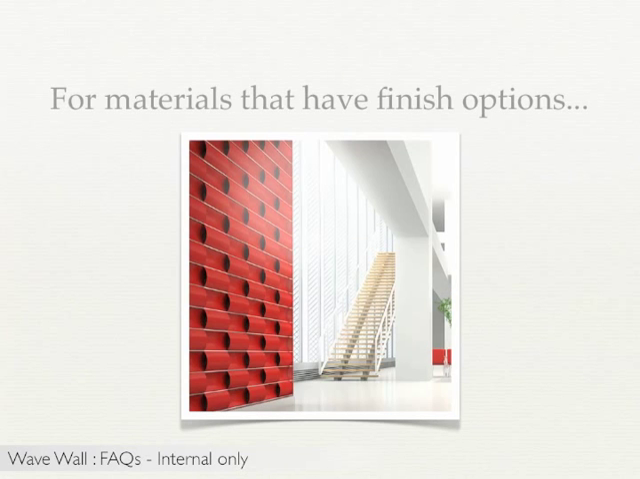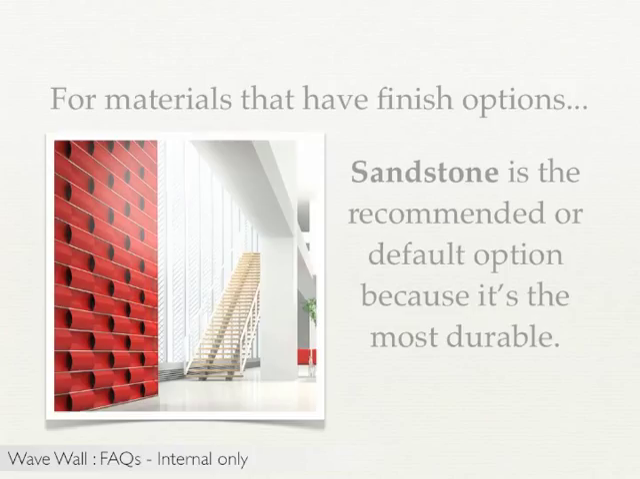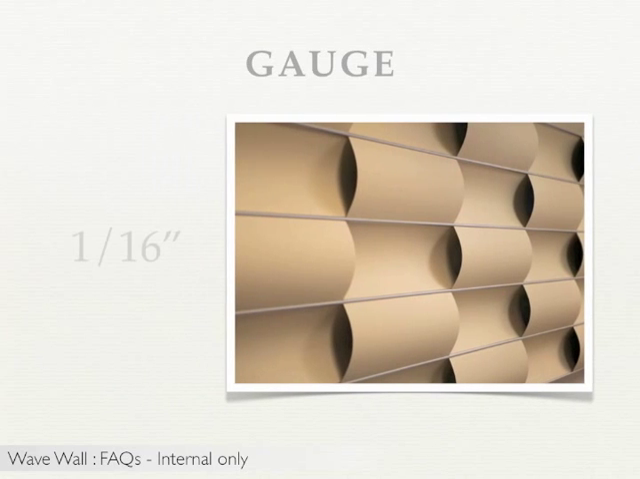Also keep in mind that for materials that have finish options, such as Varia, sandstone is the recommended or default option because it's the most durable. Finally, when it comes to the gauge, wave wall must always be 1/16 of an inch.